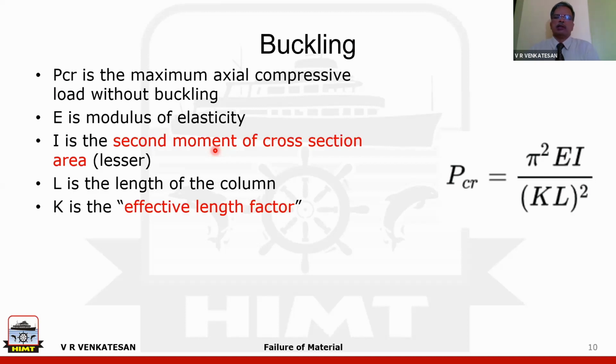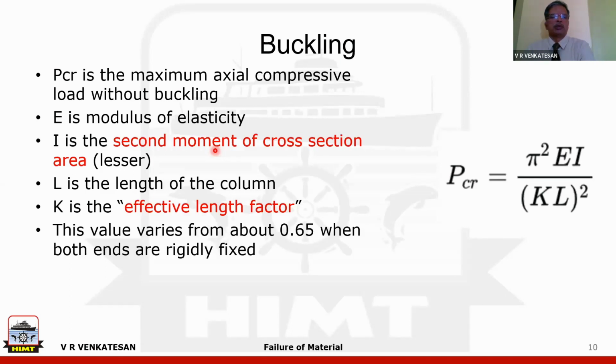So that's a number which has to come in the calculation. And remember, it is coming in the denominator. So the lower this value is, it means more load can be taken by the column. The lower the denominator value is, the higher the load which can be taken by the column. Now this K value varies with the type of fixing.